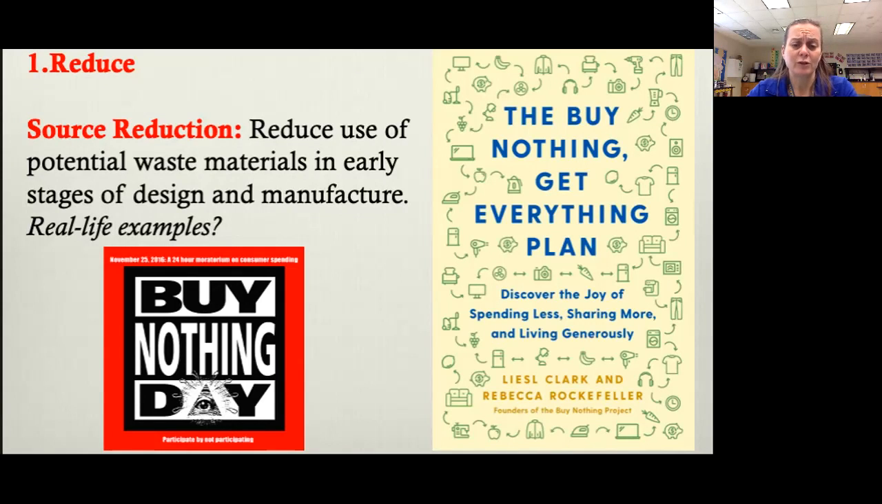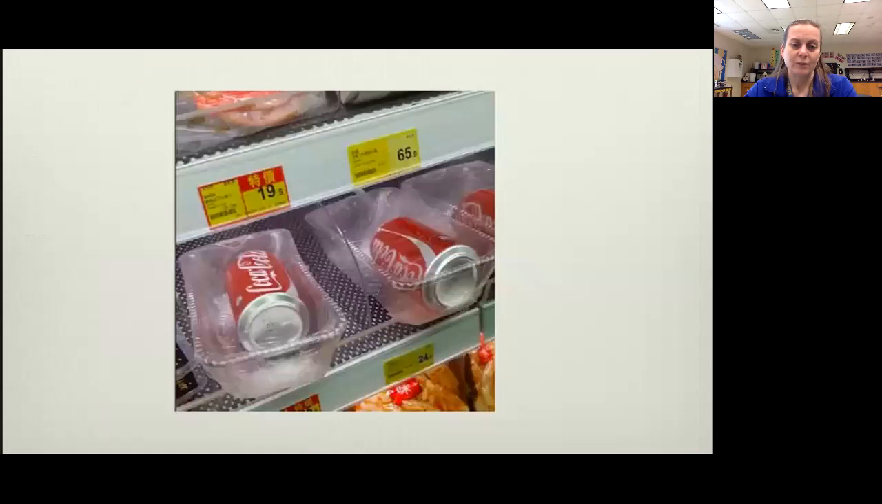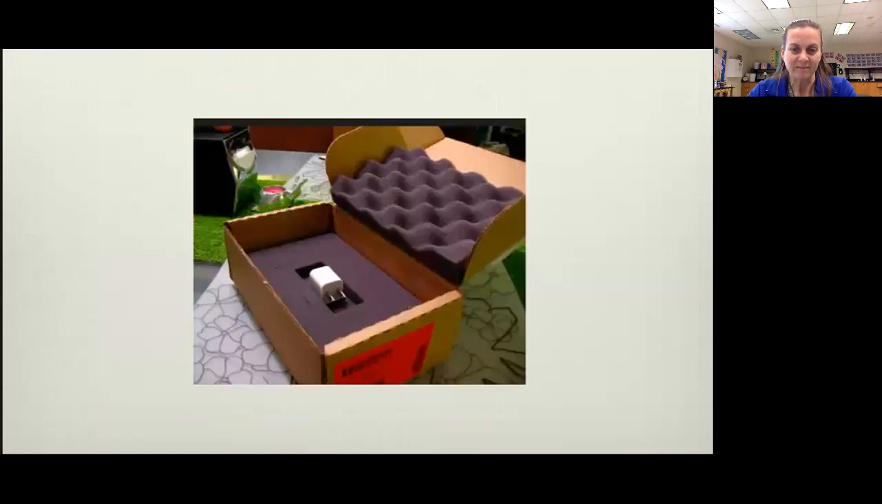So I just have a few pictures here. Some of these might seem a little silly, and some of them I am sure that you have seen. So this one is kind of mind-boggling. We have a soda can packaged in plastic and wrapped in plastic. And this is found on a shelf in a grocery store. I'm sure that many of you have bought electronics that come packaged like this. This is simply a brick, and yet it is in a box 10 times its size, packaged with foam.